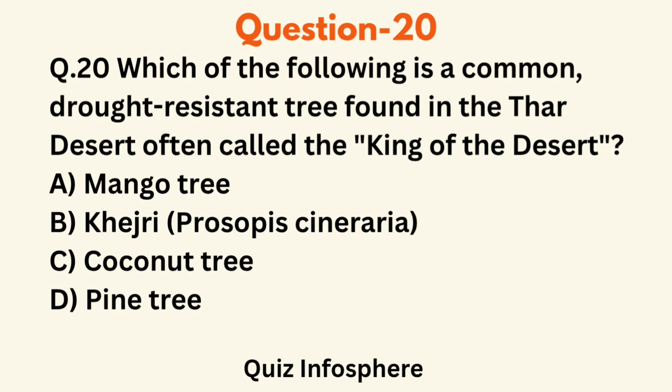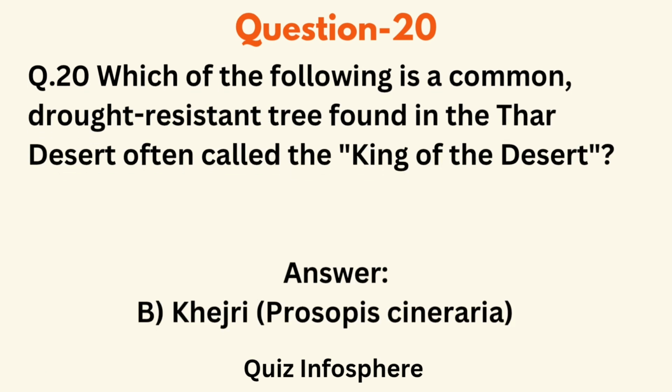Question 20. Which of the following is a common drought-resistant tree found in the Thar Desert, often called the king of the desert? Mango tree, khejri, coconut tree, pine tree. The correct answer is option B, khejri.